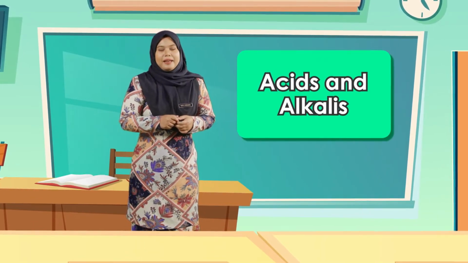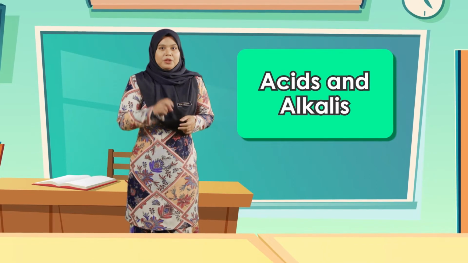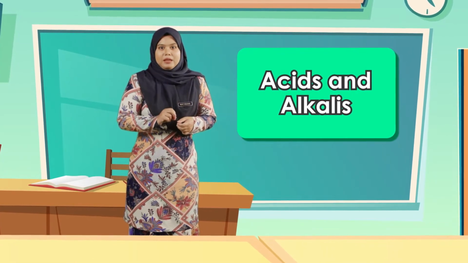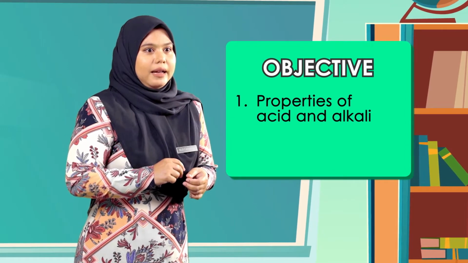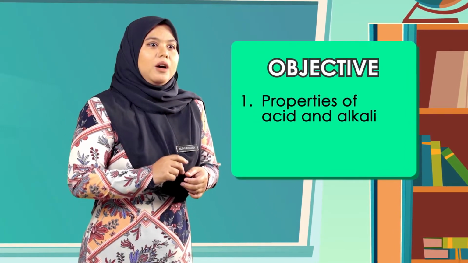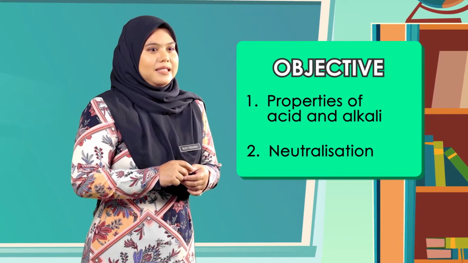Before we start, please prepare your Science Form 2 textbook and stationery. Today, we are going to learn about acid and alkali. We are going to cover two learning objectives today. The first one is about properties of acid and alkali, and the second learning objective is on neutralization.